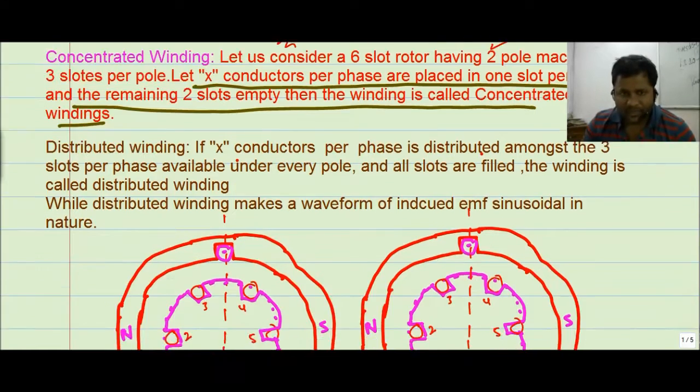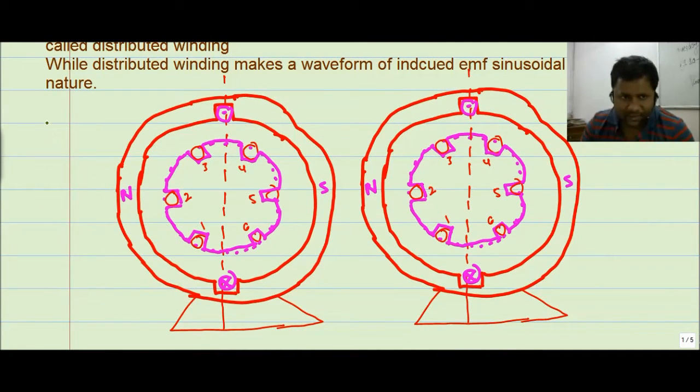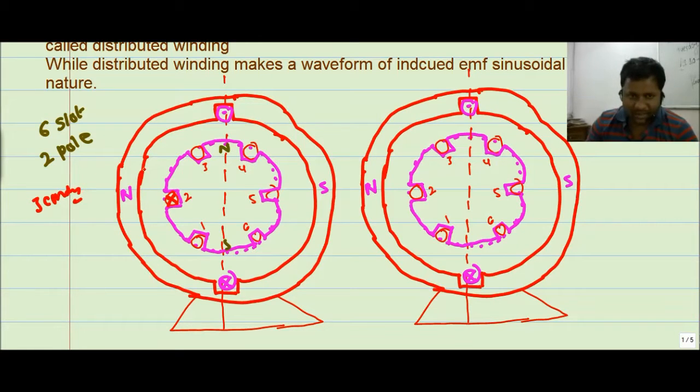So let us consider the case in this fashion. Here we have a 6 slot and 2 pole machine. In the rotor we have 6 slots, 1, 2, 3, 4, 5, 6, and the stator has a 2 pole machine, so the rotor also has a 2 pole machine. If we consider the influence of the X conductors, let us suppose the X conductors are placed in this. Let us suppose we have 3 conductors to be placed in 1 pole.